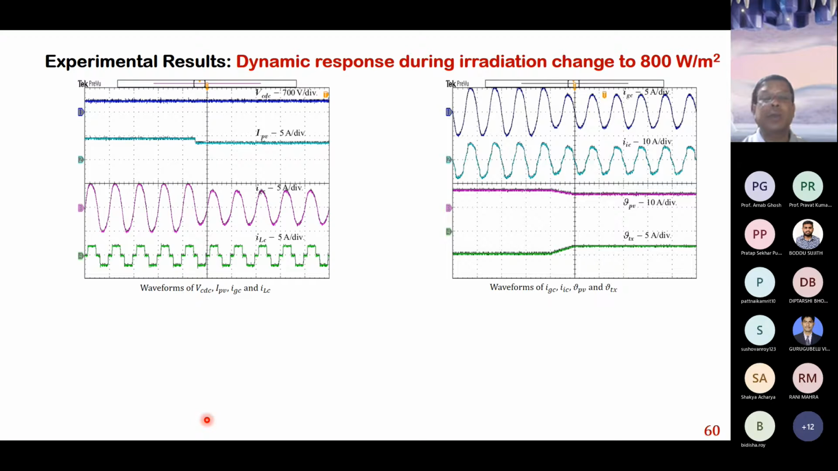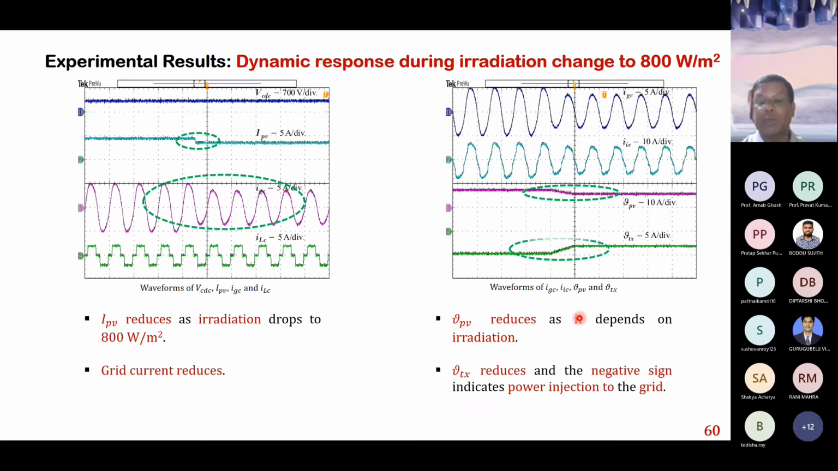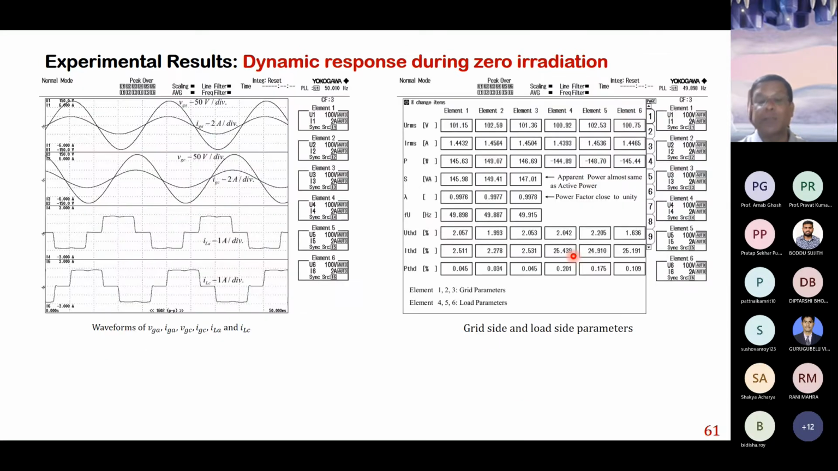These are the waveforms during the irradiance change to 800 watt per meter square. So the IPV reduced and grid current reduces, and also the VPV reduces, and also the VTX reduces, and the negative sign indicates power injection to the grid.